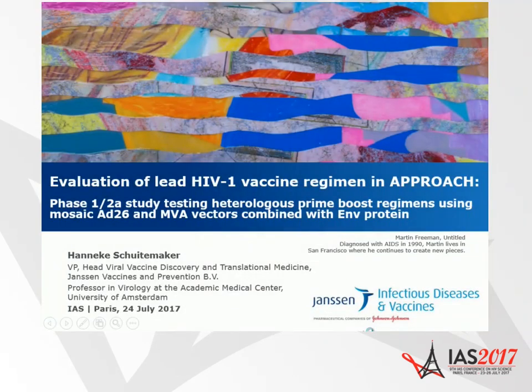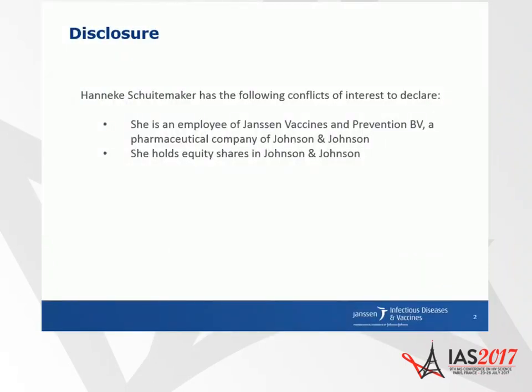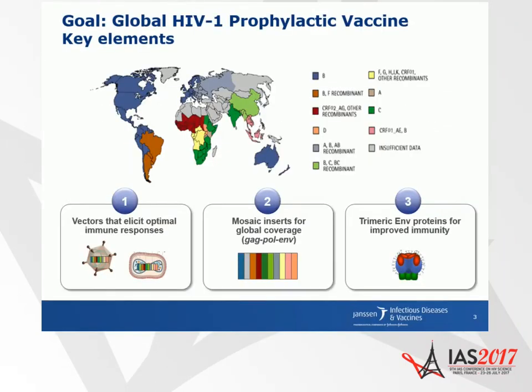It's my pleasure and privilege to present today on behalf of all our collaborators, for the first time, data from a clinical study that we performed with a candidate vaccine regimen. I declare a conflict of interest. As Glenda already pointed out, we are trying to get a global HIV-1 prophylactic vaccine that will give protection against all circulating HIV-1 variants around the globe.